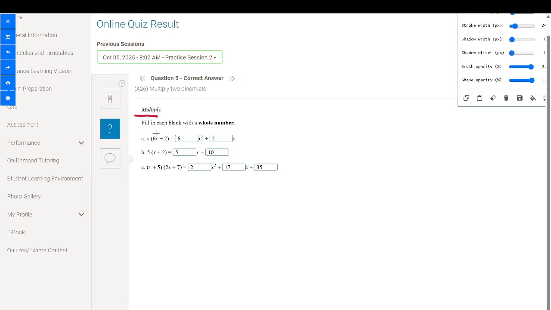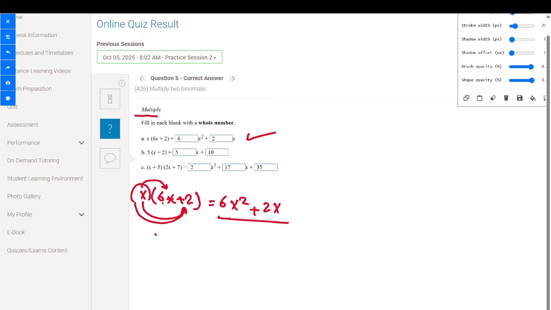Now multiply. Okay, let's multiply the first term. We have x times 6x plus 2. So to multiply, we multiply x with 6x and x with 2. So first, x multiply 6x would be 6x squared. And x multiply positive 2 will be plus 2x. Okay? Now 5 times x plus 2, same. 5 multiply x equal to 5x, and 5 multiply 2, which is positive, so it will be plus 10.